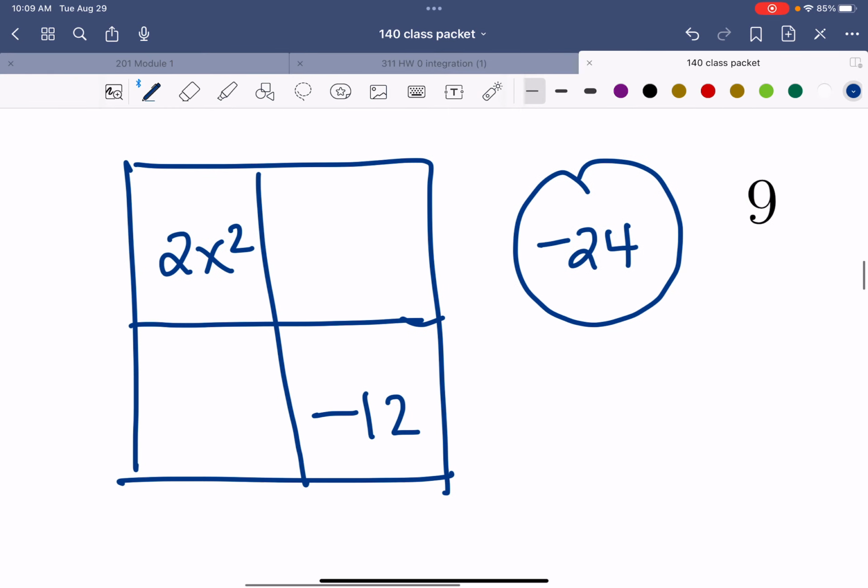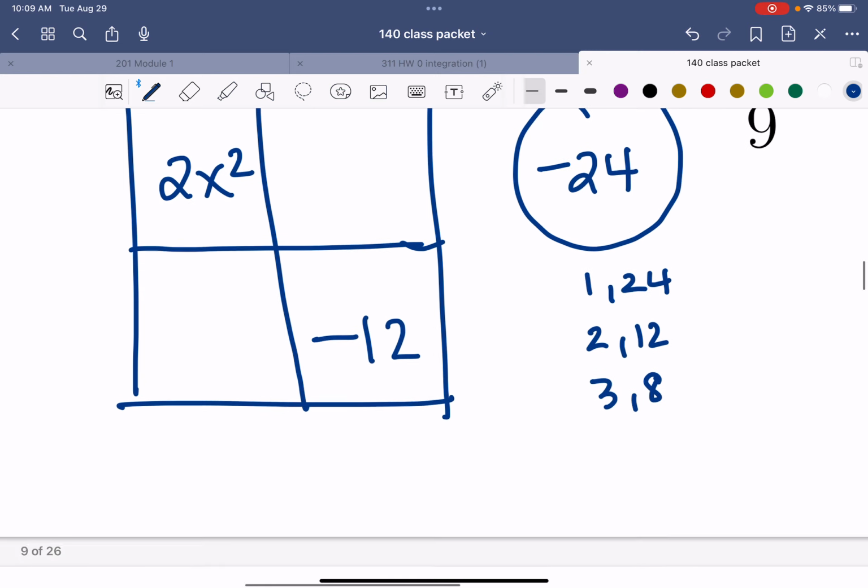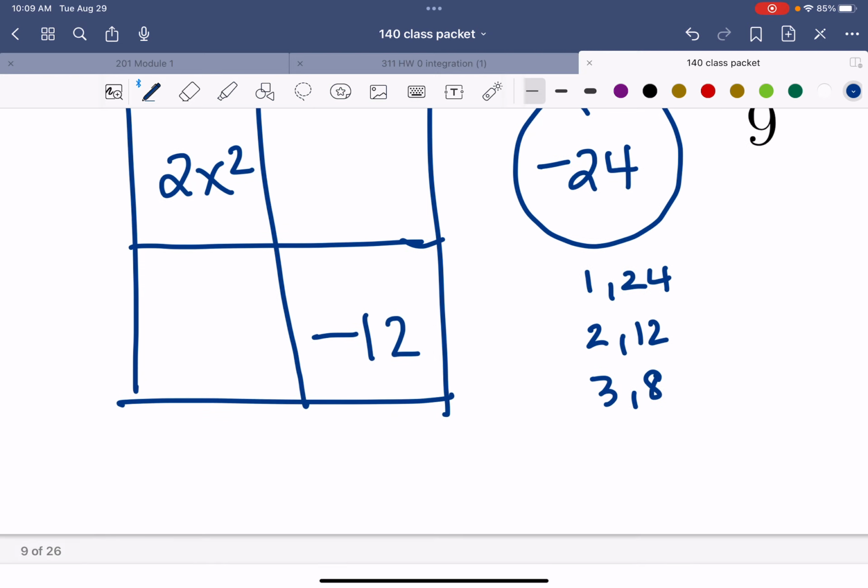So factors of 24, let's see, I've got 1 and 24. That's not going to get me close to 5, whether you add or subtract. 2 and 12. If I add them, it's 14. If I subtract, it's 10. That doesn't get me a 5. 3 and 8. Okay, if I add them, that's 12. If I subtract them, that's 5. Okay, so that one has potential.